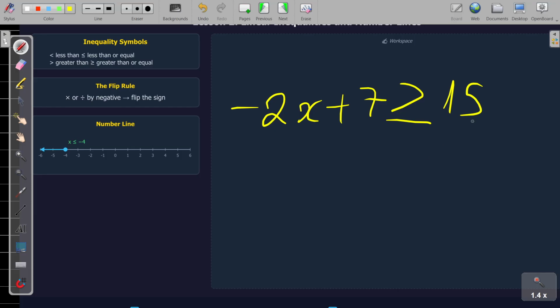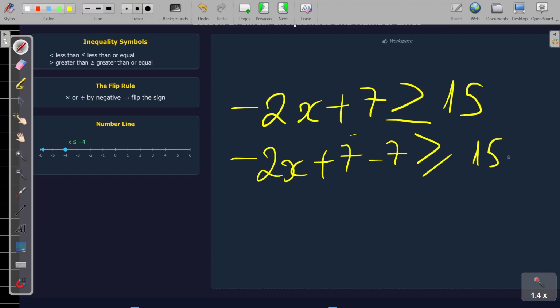So we do it like usual again. We need to isolate the x. So I'm going to minus the plus 7. That's the odd one out. I'm going to minus that, and I'm going to do this for both sides. So my 15 minus 7. So 2x is going to be greater than or equal to 15 minus 7, which is 8.